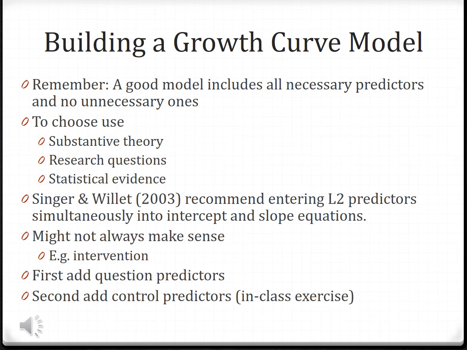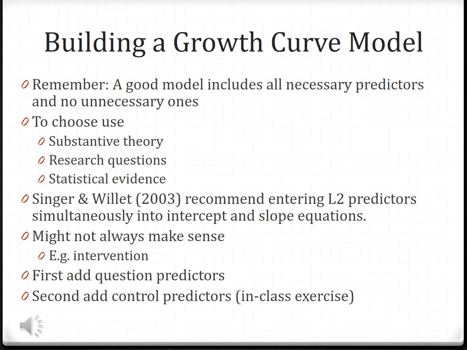So model building again. Singer and Willett recommend entering level 2 predictors simultaneously into the intercept and the slope equations. That might not always make sense in case of an intervention, but you really want to think about this. I don't know what this next comment is supposed to mean. First, add question predictors. Oh, sorry. Now I get it. So the first thing we want to add are the focal relationship predictors.